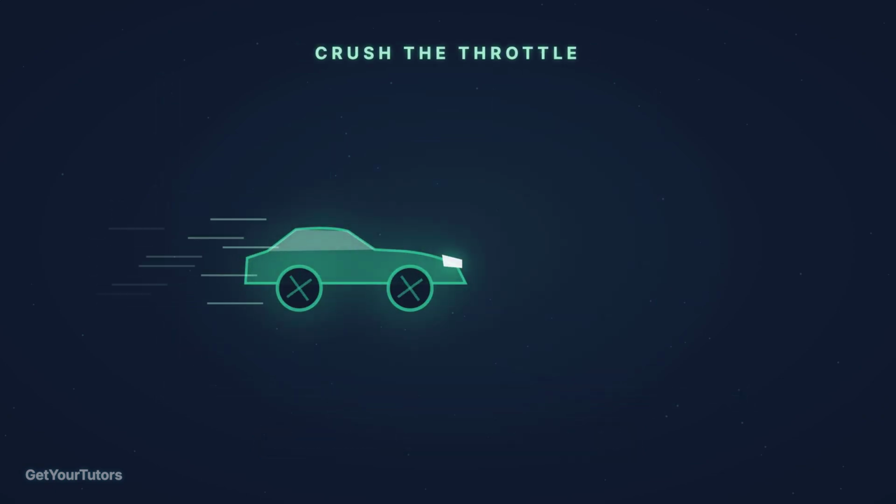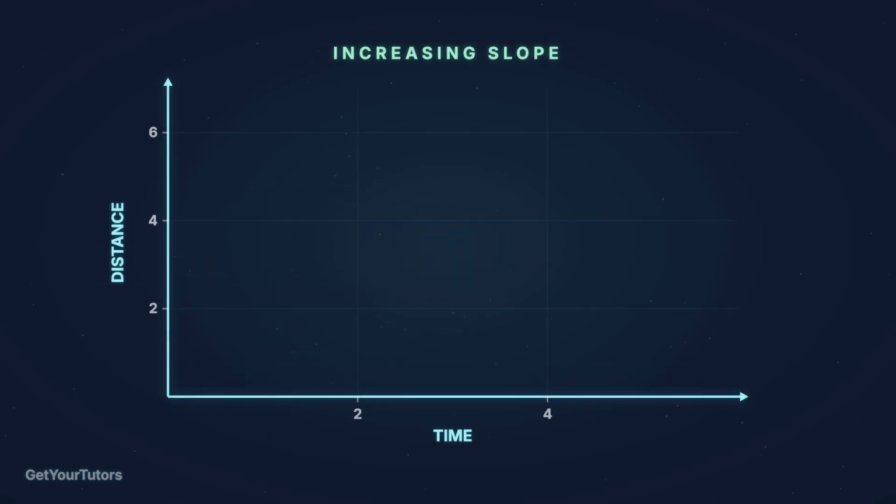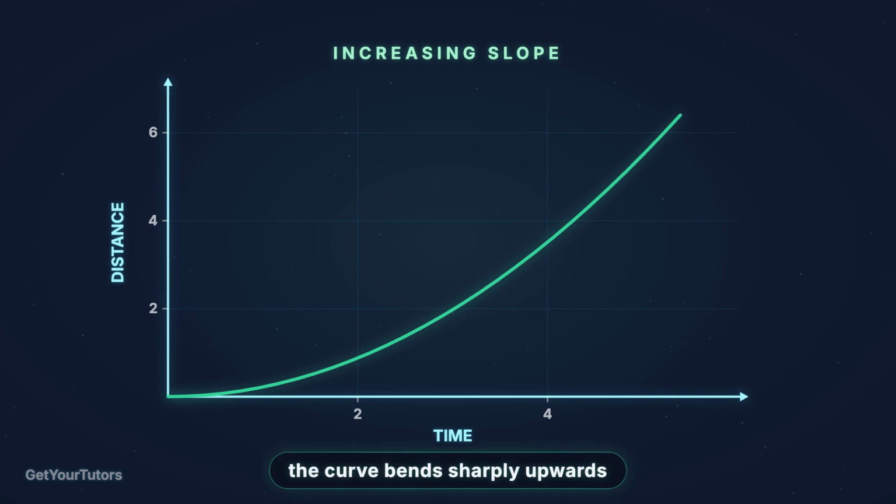Real life is rarely constant. When the driver crushes the throttle, the speed increases rapidly. We call this physics phenomenon acceleration. An accelerating object produces a line with an increasing slope. The graph bends upwards into a sharp, aggressive, perfectly smooth curve.